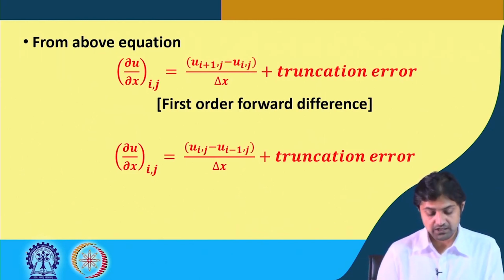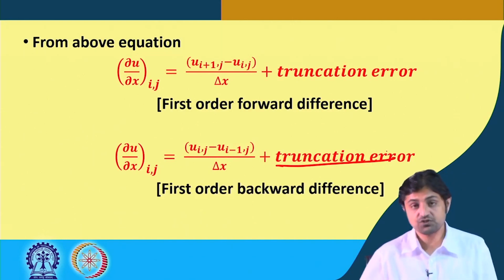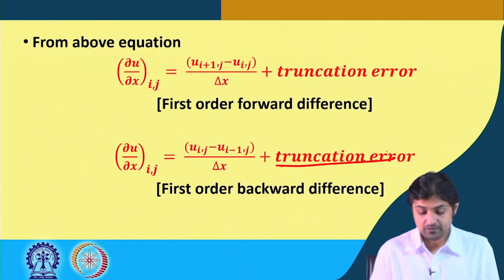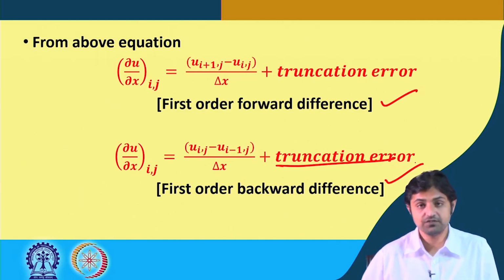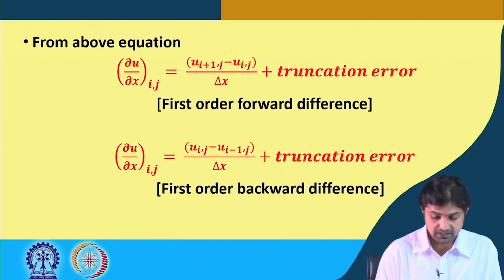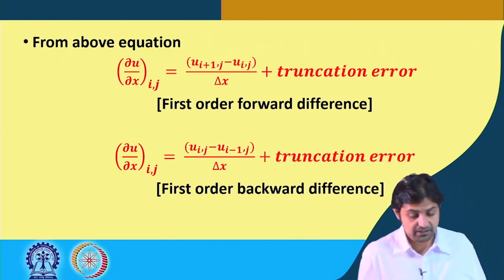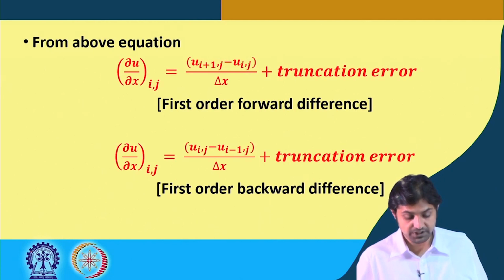Similarly, we can also write del u by del x at i,j in the backward direction, that means u i,j minus u i minus 1,j by delta x plus whatever the truncation error is, and this is called the first order backward difference. Now you understand the difference between first order forward and first order backward difference. In the forward we have i plus 1 minus i, and in the backward we have i minus i minus 1. So, i indicates the indices of the grids.